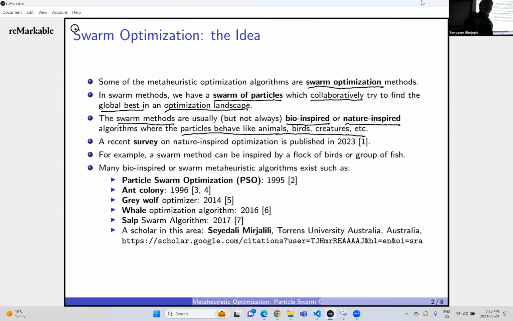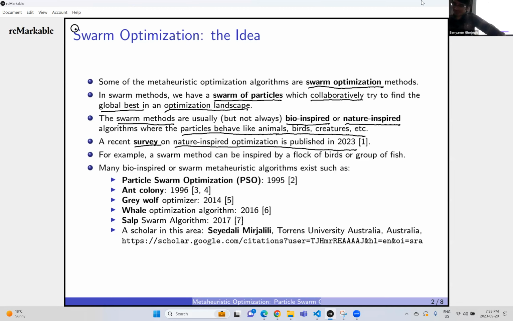That has become very crazy. They have searched whatever creature we have in the world that they haven't yet proposed an algorithm for, let's propose an algorithm for that. This is how they publish papers. So let's find some creature in the sea or in the jungle and propose an algorithm for them. A recent survey on nature-inspired optimization was published recently. If you take a look at this paper, you can see that there are algorithms from the bottom of the ocean until above in the sky. All of the creatures in these areas are published.